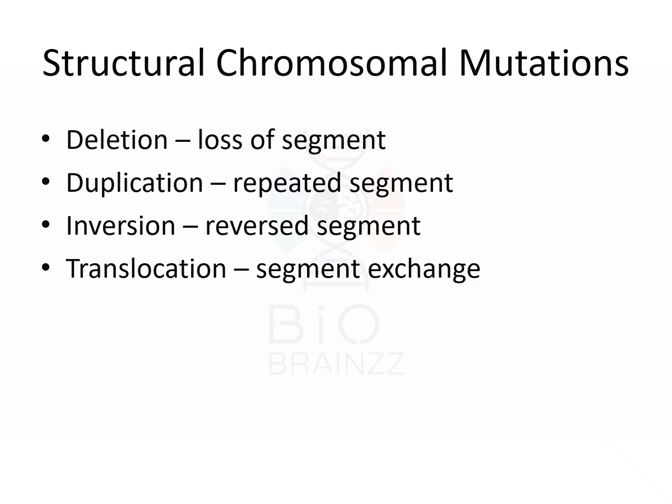Structural mutations change the arrangement of chromosome segments. A deletion removes a segment. Duplication repeats a segment. Inversion reverses a segment. And translocation moves a segment to another chromosome. These changes can affect gene expression and may lead to disorders or abnormal development.